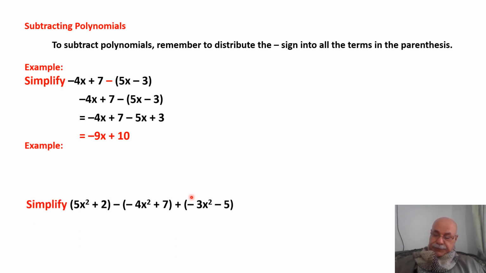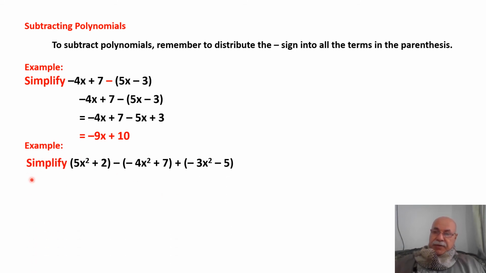Example: simplify this minus this plus this. You see, we have here 3 brackets: 1 bracket, 2 brackets, 3 brackets. First, I will open the bracket to arrange the expression to make it easy to simplify after that.